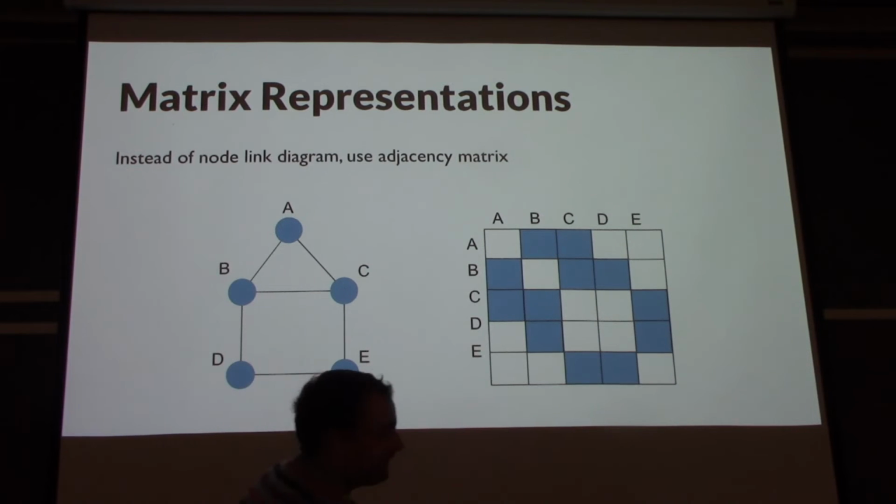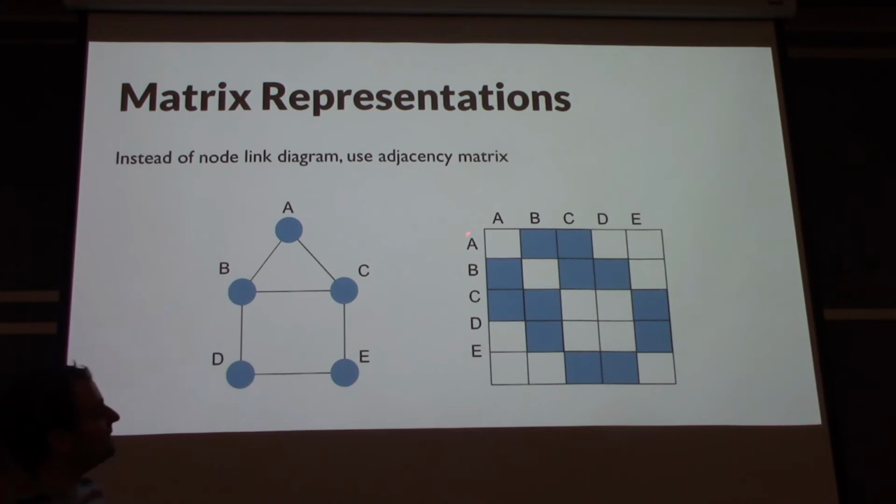And so the cell is filled in when there is an edge from A to B. You can see, okay, here is an edge from A to B, therefore the cell is filled in. There's no edge from A to A, but I could have a loop here, and then this would be filled in. Of course this is symmetric in this case: A to B and B to A. I have an edge from A to C, but I don't have an edge from A to D and A to E.